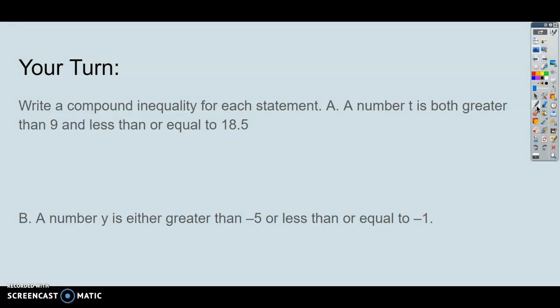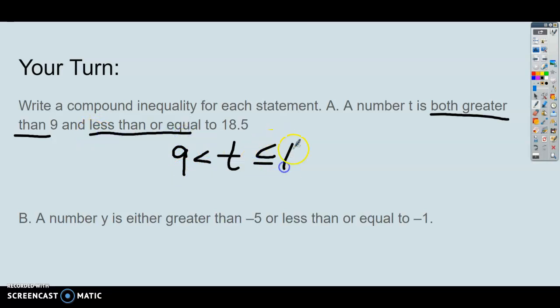All right, we want to write a compound inequality for each statement. A number t is both greater than 9 and less than or equal to 18.5. So a number t is both greater than 9, t is greater than 9, and less than or equal to 18.5. So check your answer and see if you got that correct.